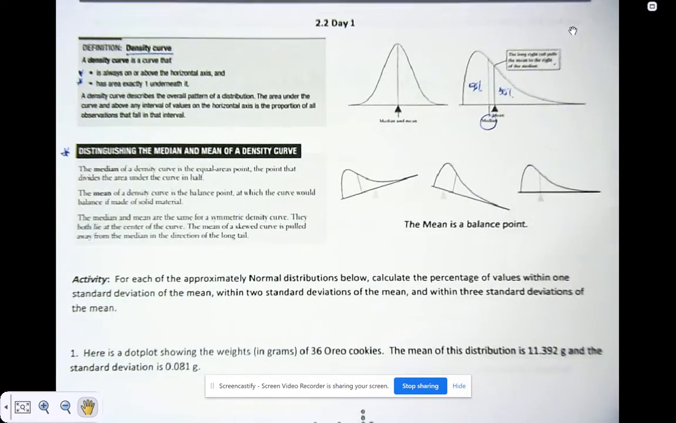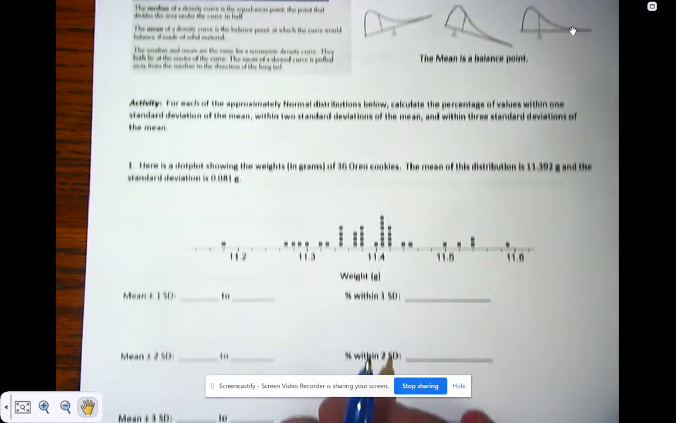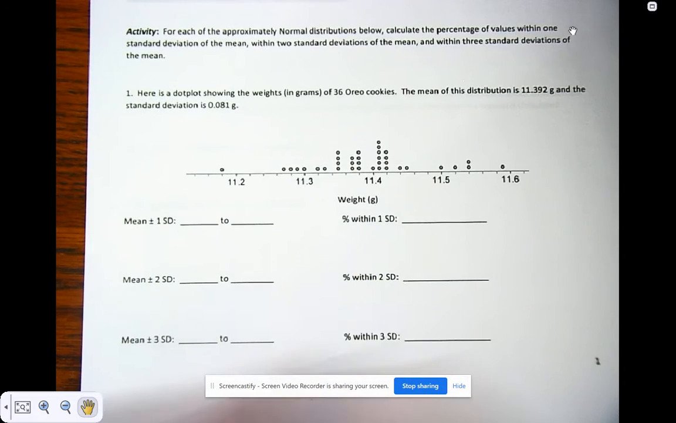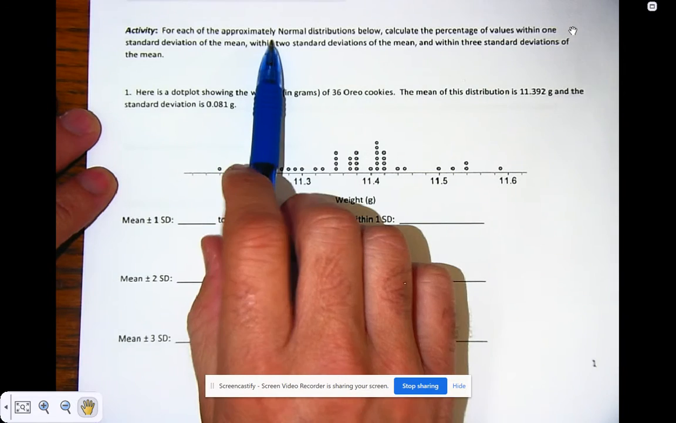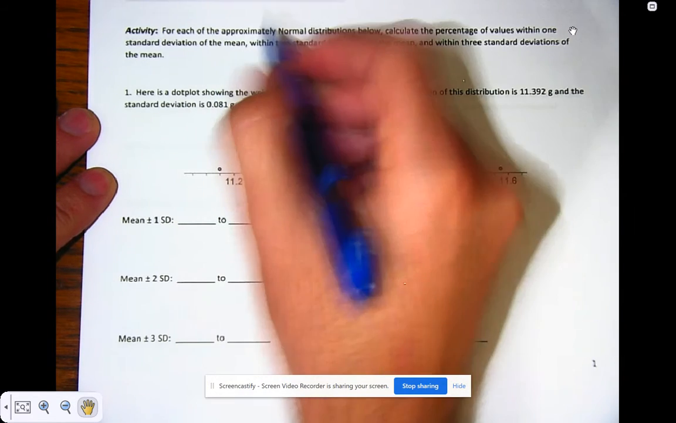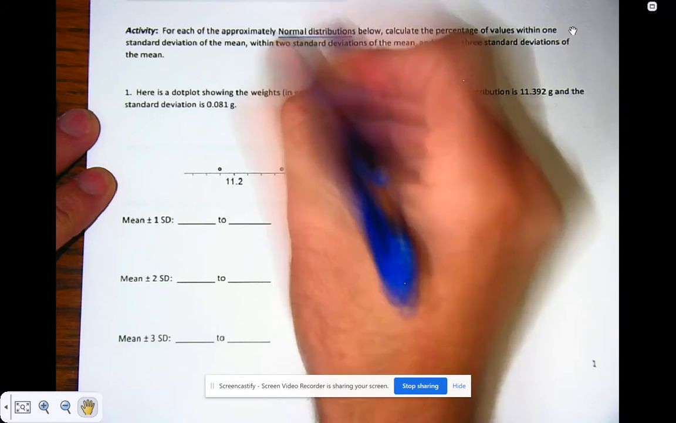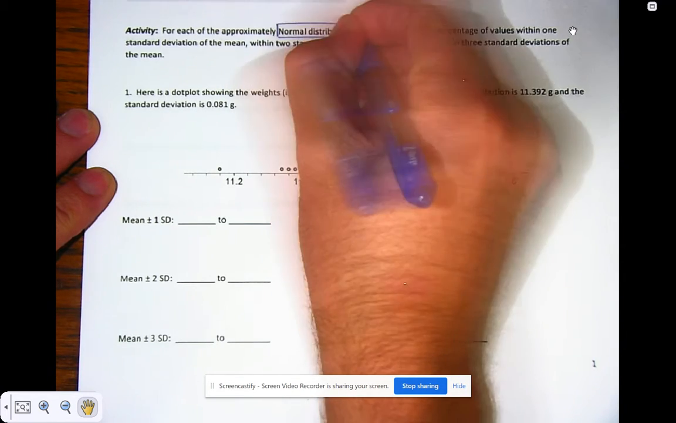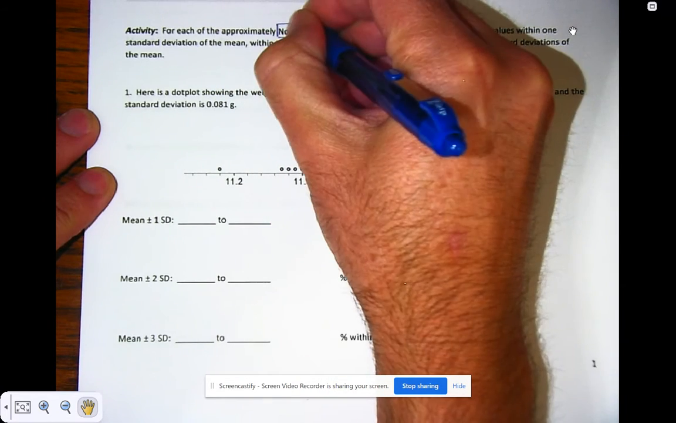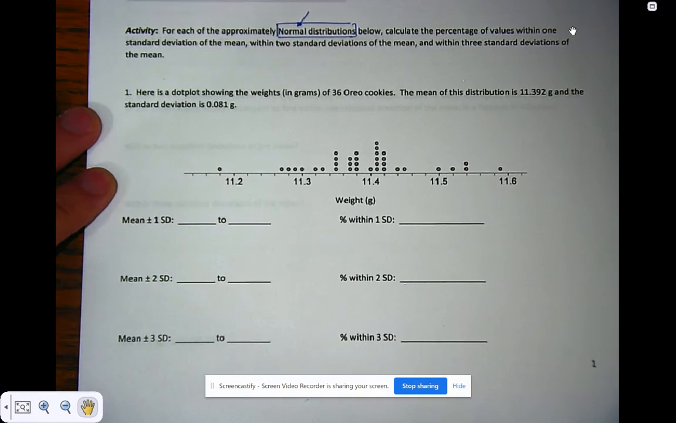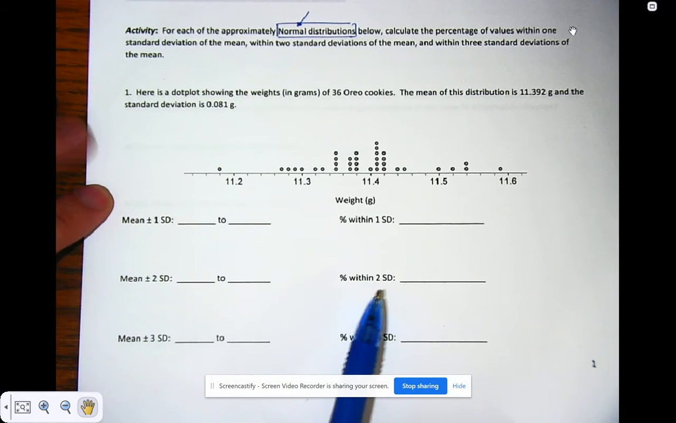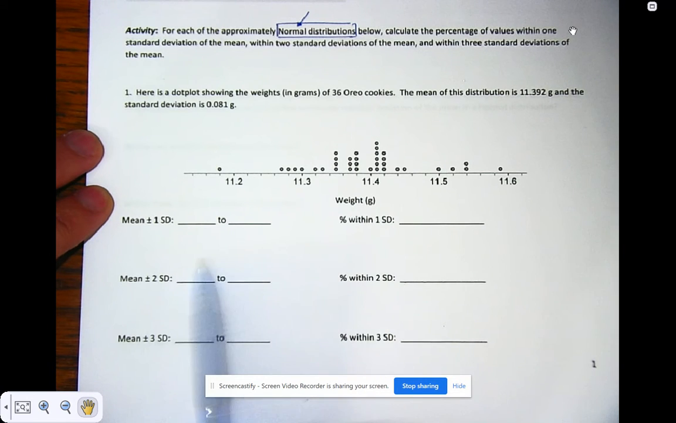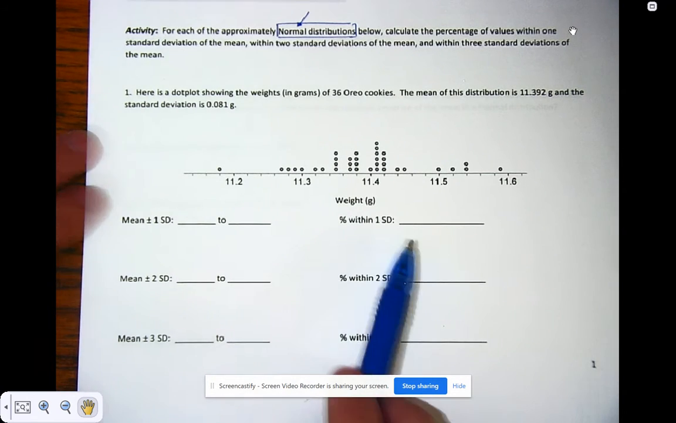All right, so what we're going to do down below is a simple activity. We'll need a calculator, and I'll write down all these calculations for you. We're going to talk about, for each of the approximately normal distributions, a new description that we have not learned yet. What's up with the word normal? When you see the word normal, something specific happens in statistics, and this activity is going to take us through and see if we notice any patterns.